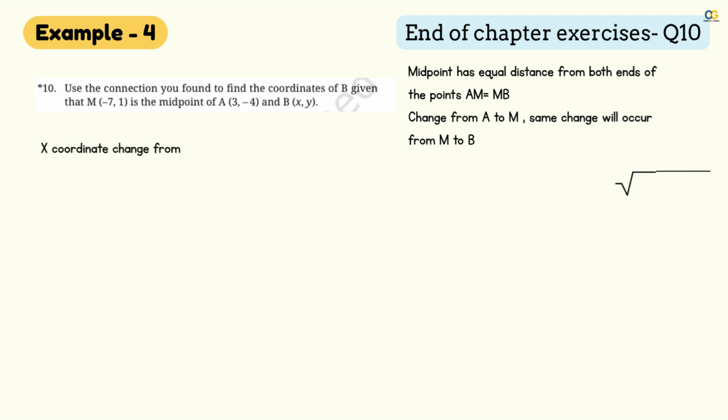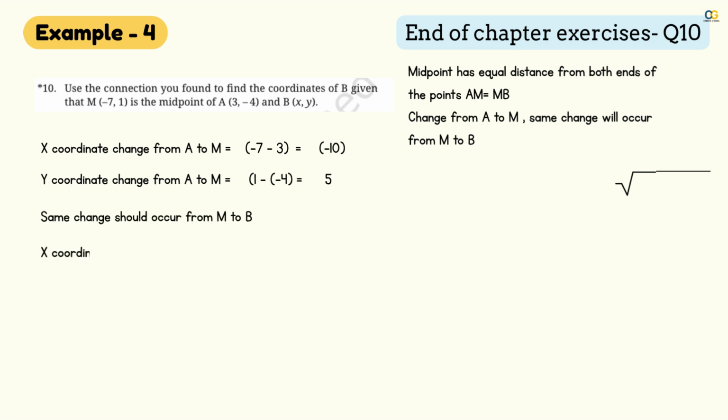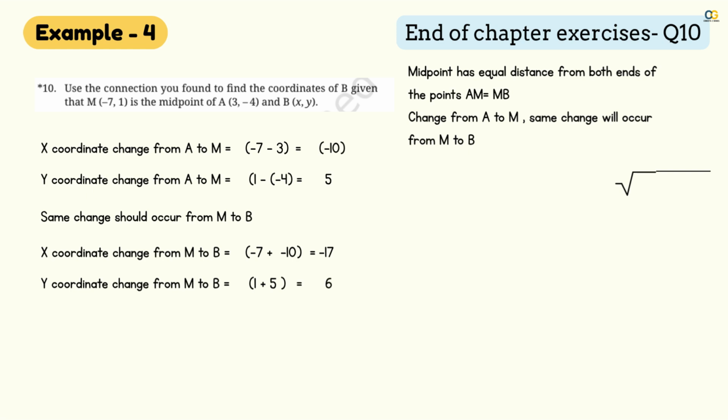So the X coordinate change from A to M is minus 7 minus of 3, which is equal to minus 10. So the same change should occur from M to B. The Y coordinate changes 1 minus of minus 4, which is equal to 5. So to find the change that should occur from M to B, the X coordinate will be minus 7 plus the change that we saw earlier, which is minus 10, which is equal to minus 17. And the Y coordinate from M to B would be 1 plus the 5 that we have seen, which is equal to 6. So the coordinates of B will be (minus 17, 6).